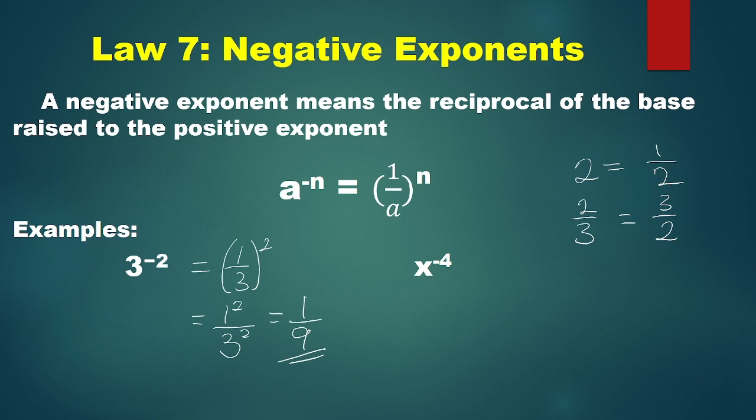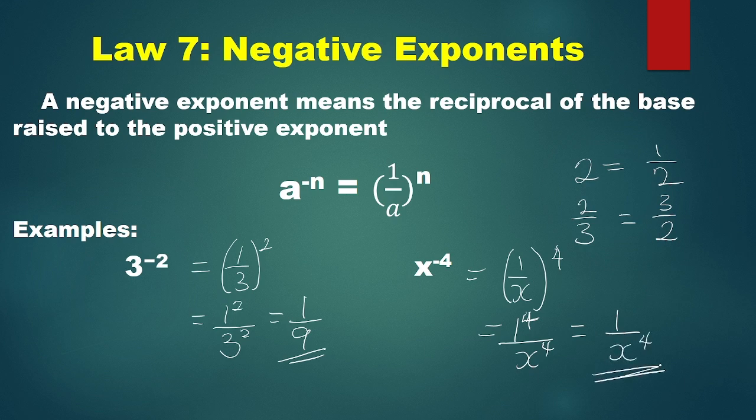Let's take another example. x raised to power negative 4. This is 1 over x raised to the positive power, because the reciprocal for x is 1 over x. Now we have 1 raised to power 4 over x raised to power 4. 1 raised to power 4 simply means multiplying 1 four times, and that's 1 over x raised to power 4. And that's the solution to that question.